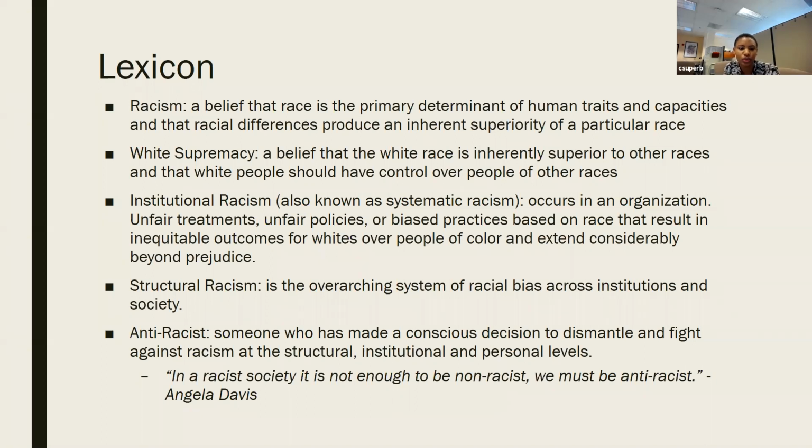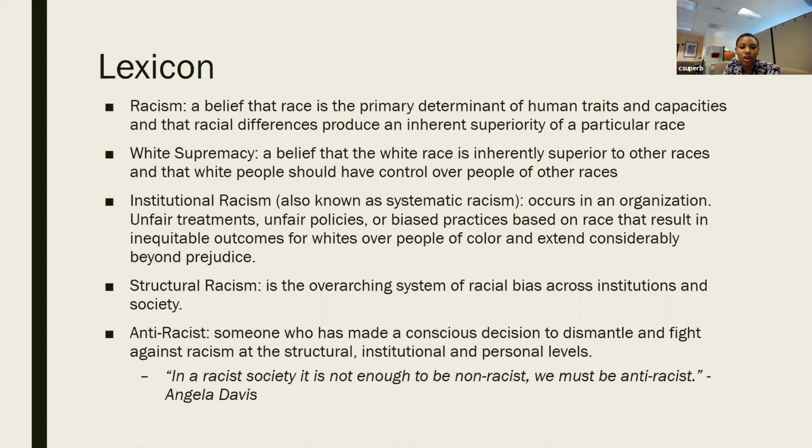When we look at institutional racism, also known as systematic racism, we see that this occurs in organizations, and it's treatments, policies, and practices that are based on race. But the key here is that there's an inequitable result for people, and it favors white people over people of color. It's extremely important to note that it extends past prejudice. It's not just about someone not liking you for the color of your skin. This has real implications in your life and how you're viewed in society.